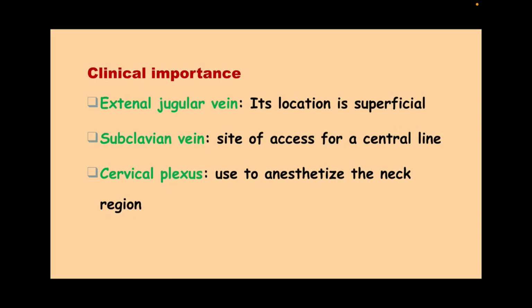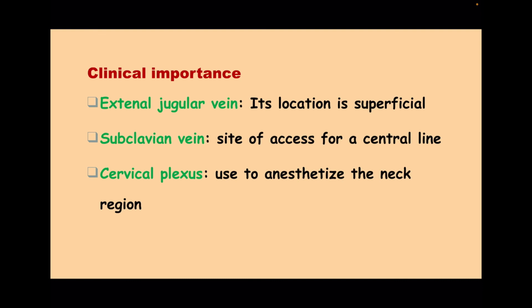Now we are discussing the clinical importance of these three. First one is the external jugular vein. Its location is superficial. It's a very large vein used in pre-hospital medicine for venous access when the paramedic is unable to find another peripheral vein. It is commonly used in cardiac arrest or other situations when the patient is unresponsive due to the pain associated with the procedure.